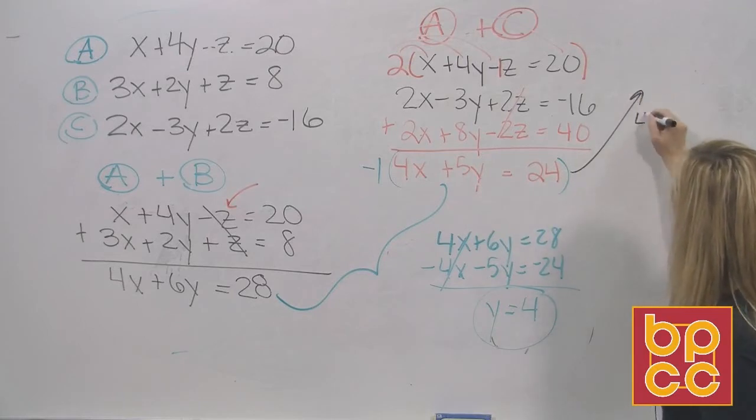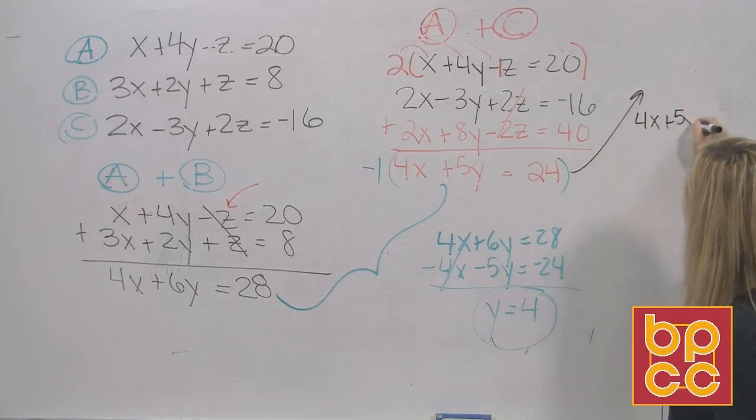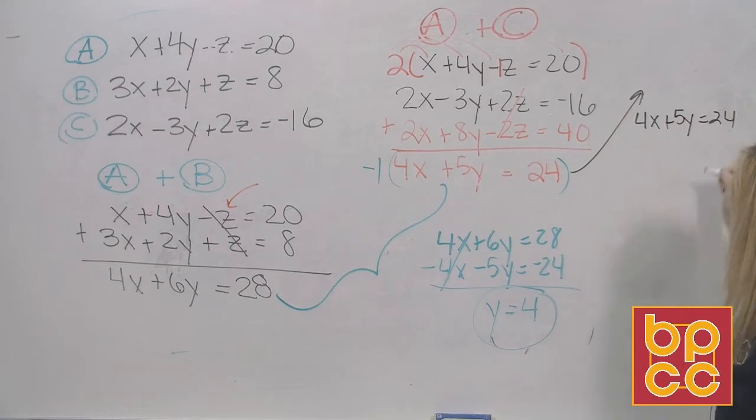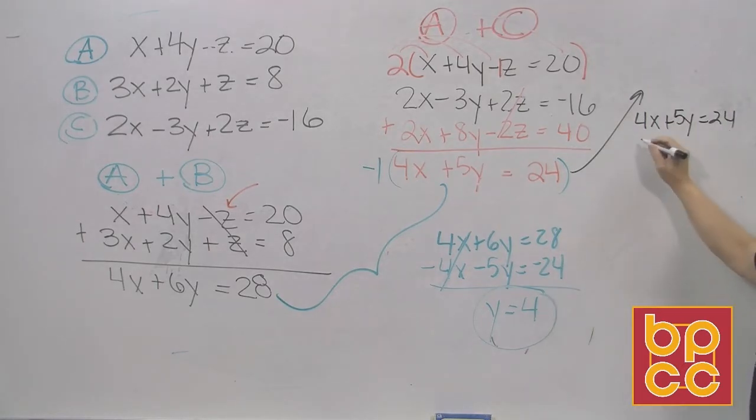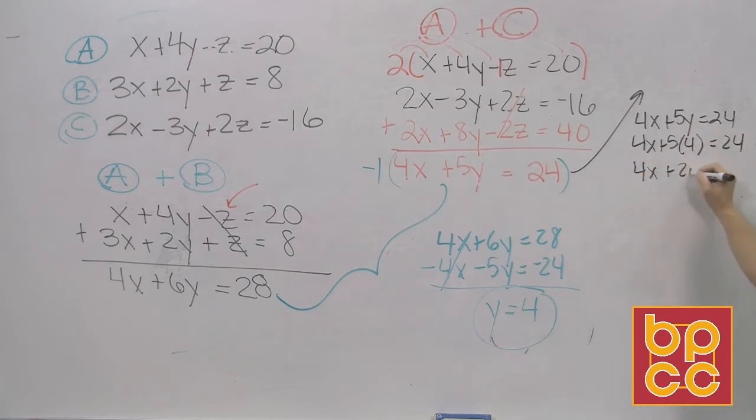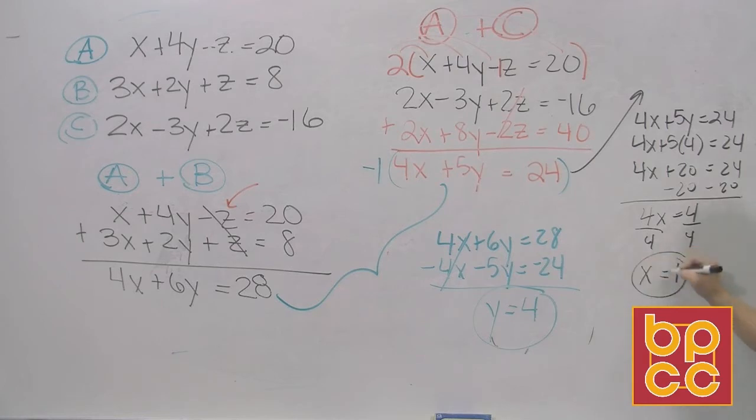I'm going to take 4x plus 5y equals 24. I'm going to replace y with 4. That's substituting. I'm going to multiply. I'm going to get 20. Look at this. I'm going to subtract 20. I'm going to get 4x equals 4. I'm going to divide by 4, get what x equals 1.